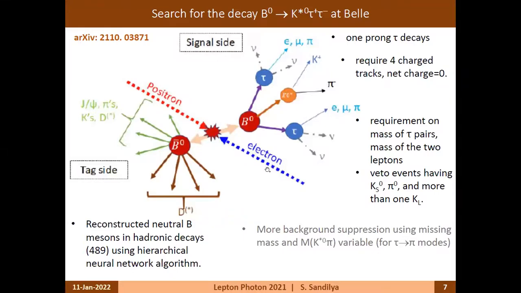From the Upsilon 4S, a pair of B mesons is obtained. Then the companion B meson is reconstructed in a hadronic final state to know its full momentum precisely, so that we can get the momentum of the signal B meson. Then B to K star tau tau is reconstructed, and we focus on one-prong tau decays. So a total of four charged tracks are required, two coming from the K star and two from the taus, with a net charge in the event equal to zero. Requirements are then imposed on the mass of the di-tau pair as well as the mass of the two-lepton pair. Notice that we know the four-momentum of the signal B meson from knowing the companion B meson.